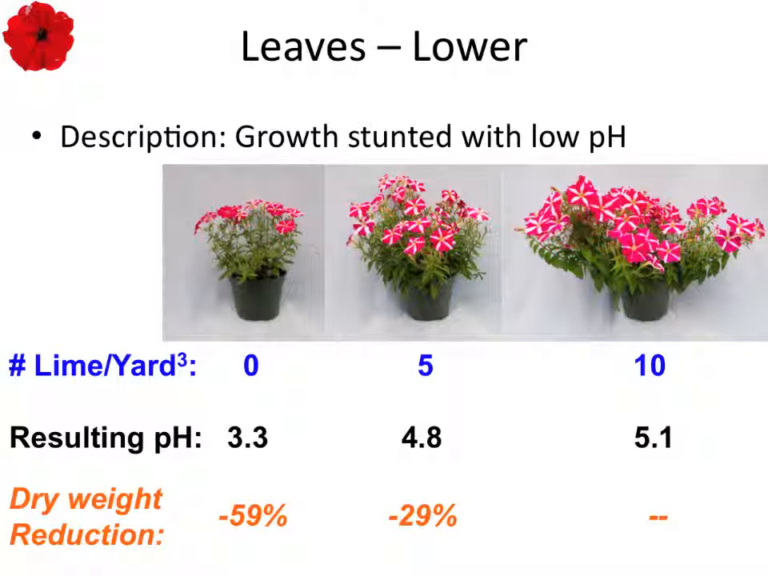And then on the last line, the dry weight reduction, you can see that compared to pH 5.1, if we grew them slightly more acidic at 4.8, the plants were 29% smaller, and when we grew them at 3.3, they were almost 60% smaller. So not all damage to a plant when the pH is too low is leaf damage. Stunted growth can occur, and I want you to be aware of that, because you might not notice that the overall crop is not growing as well if you're running it at too low of a pH. So getting the pH up closer to 5.4, 5.5 would be recommended to overcome this situation.